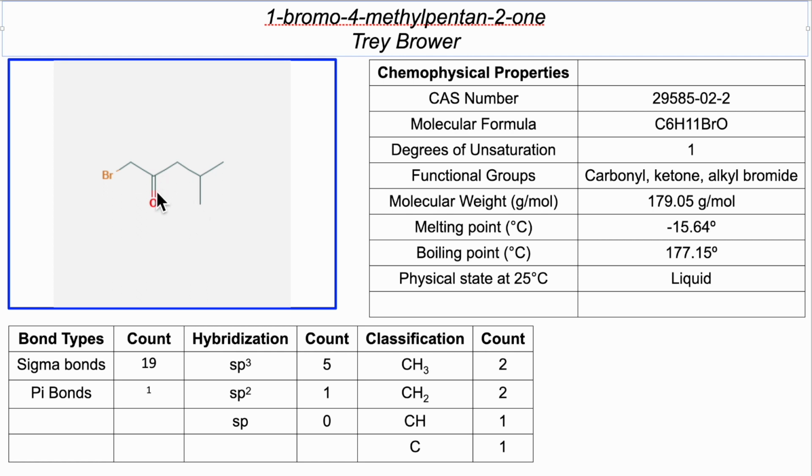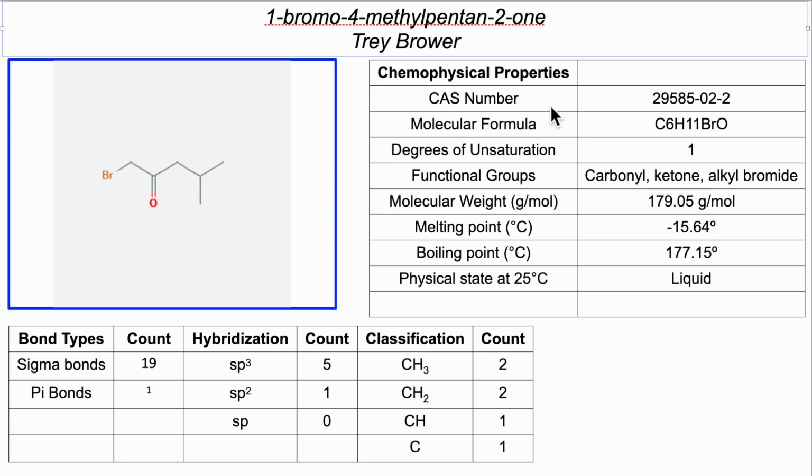This double bond right here is called a pi bond, which consists of 2 sigma bonds. The hybridization: there are 5 sp3, this carbon, this carbon, this one, and this one, all because they are connected to sigma bonds. This carbon right here is sp2 because it's connected to a double bond.